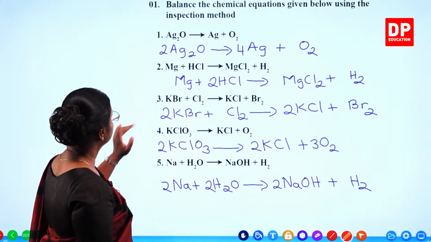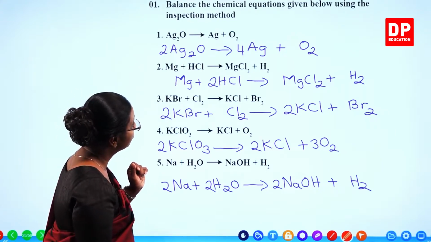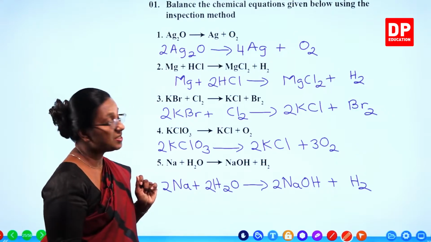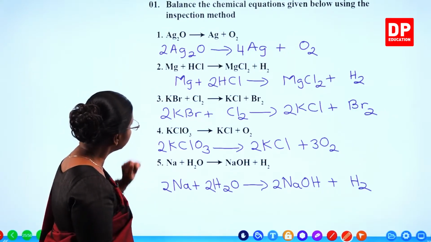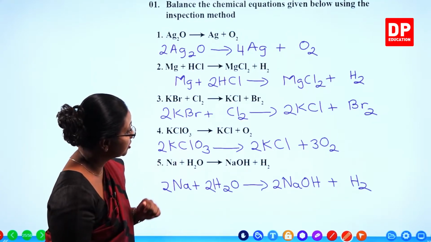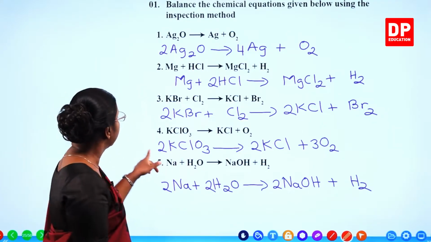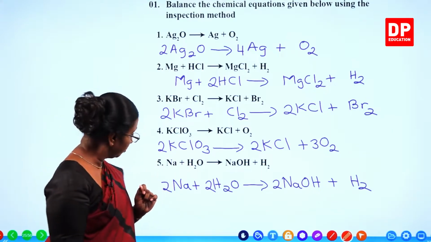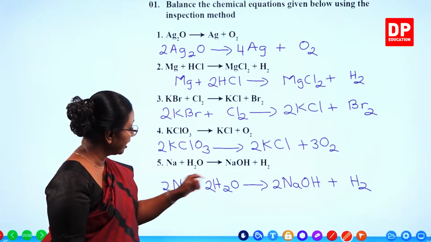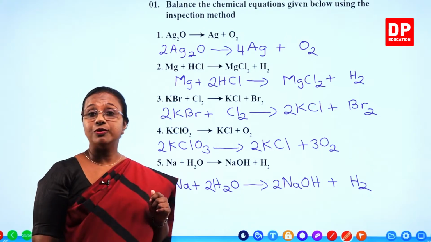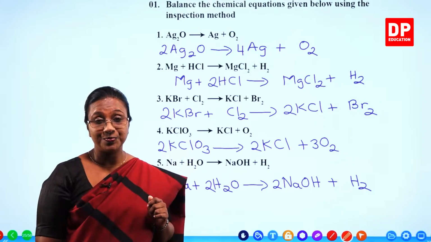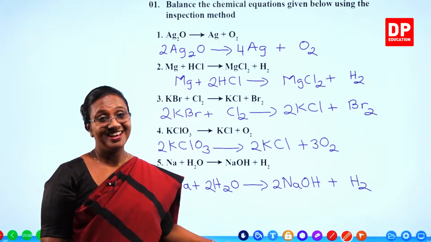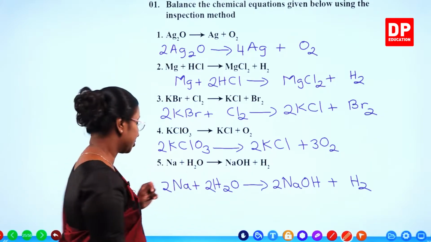Is that clear, students? So 2Ag2O gives rise to 4Ag plus O2. Then Mg plus 2HCl gives rise to MgCl2 and H2. 2KBr plus Cl2 gives rise to 2KCl plus Br2. 2KClO3 gives rise to 2KCl plus 3O2. And 2Na plus 2H2O gives rise to 2NaOH and 1 H2 molecule. So I am sure you all also balance these equations correctly. With that, we will move on to the next question.